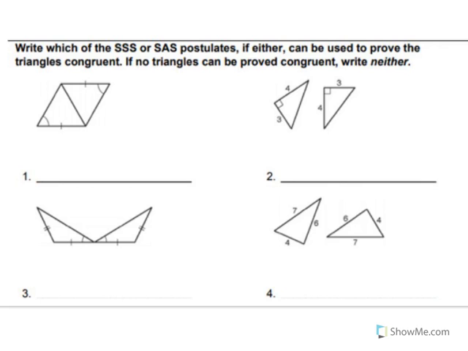So we'll write a postulate here. So write which of the SSS or SAS postulates, if either, again it could be not congruence, can be used to prove the triangles congruent. If no triangles can be congruent, you can write neither. Or you could just write this little symbol here with a line through it. Shows not congruent. Okay, I like that a little bit better.